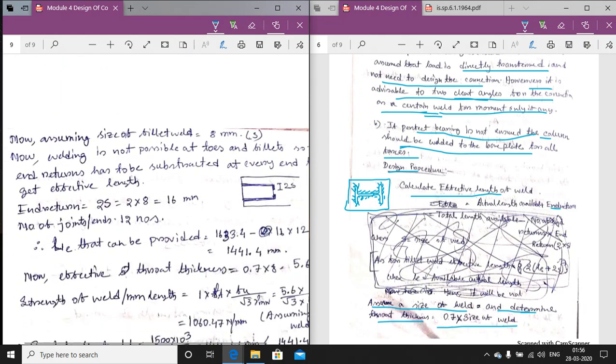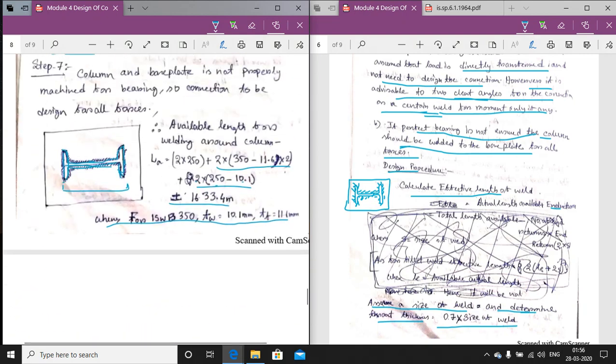Now coming to assuming the size of the weld. So first we have to assume the size of the weld. So assuming the size of the fillet weld as 8 mm, that 8 mm size will be taken. Now a very important thing, welding is not possible at toes and fillet, so end return has to be subtracted for every end to get the effective length.